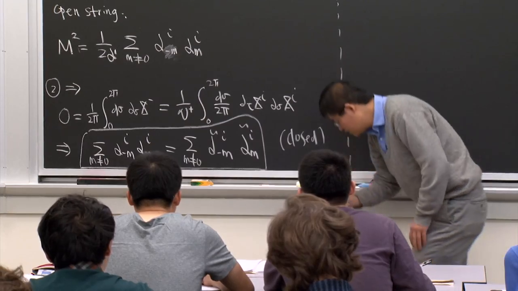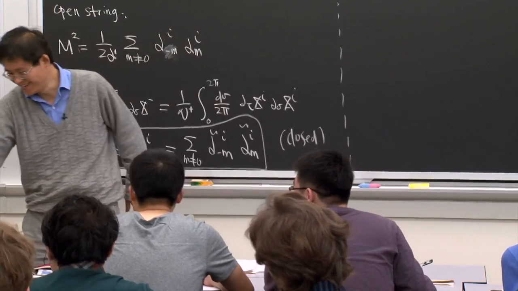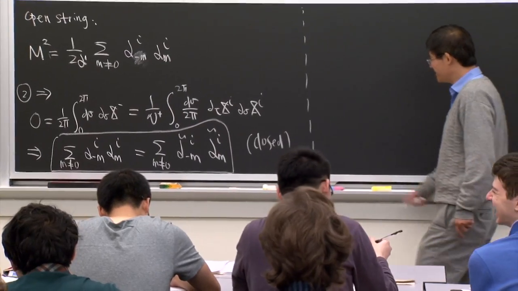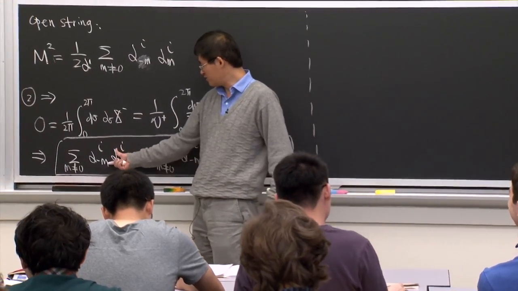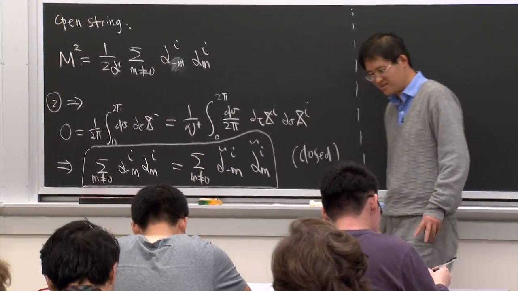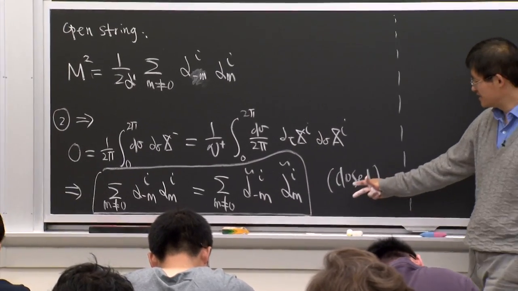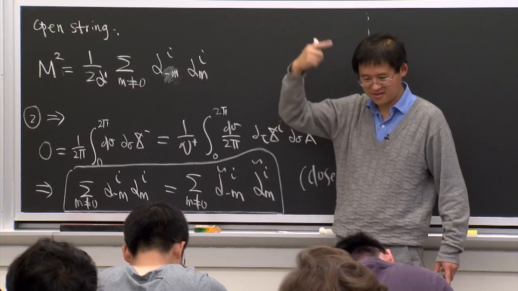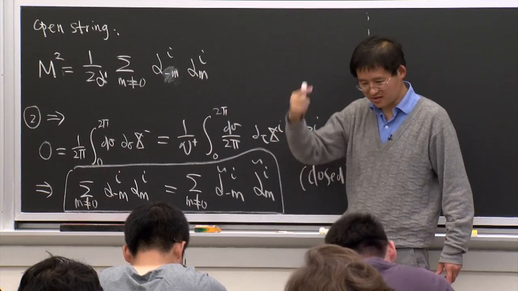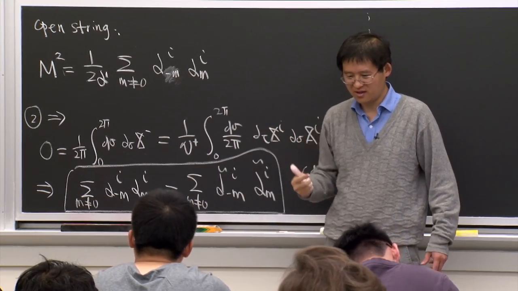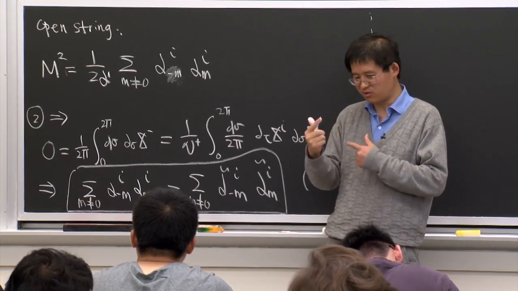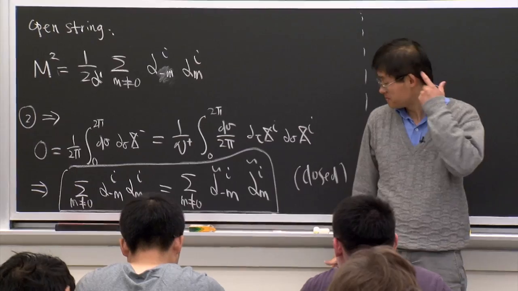So for the closed string, this just tells you that the left moving part and the right moving part have to be balanced. And this is related to the fact that the string is periodic. Along the string it is periodic, so there's no special point on the string, and then you cannot distinguish between the left moving and the right moving part. Okay.